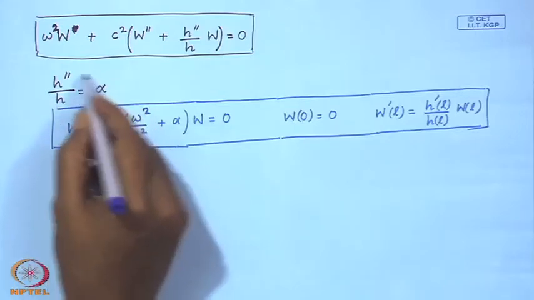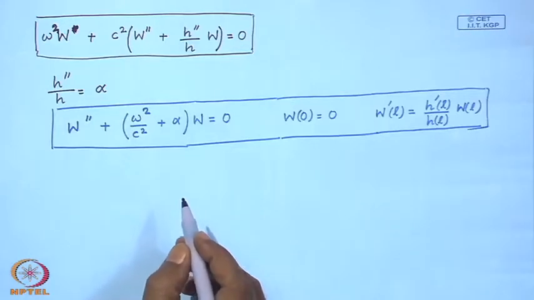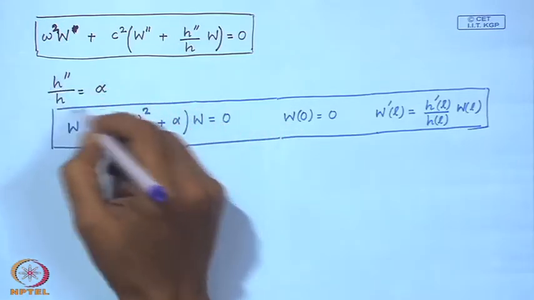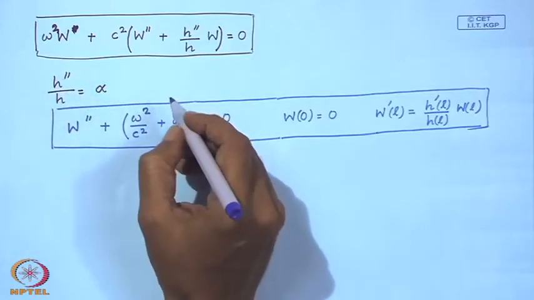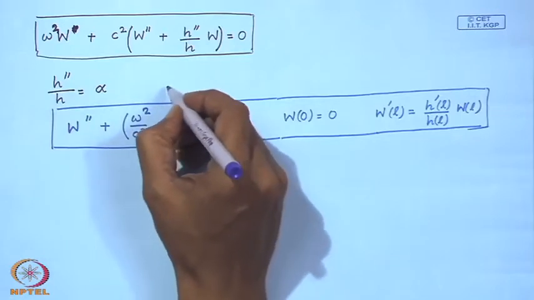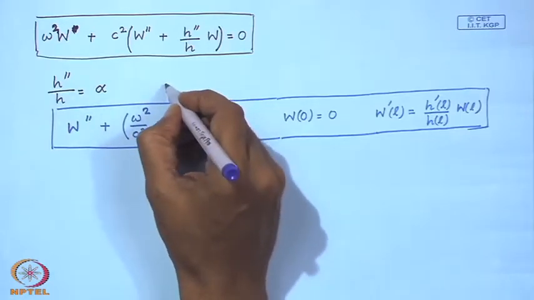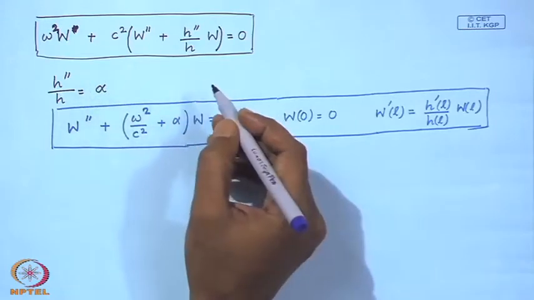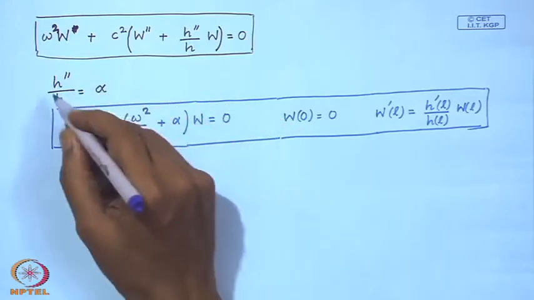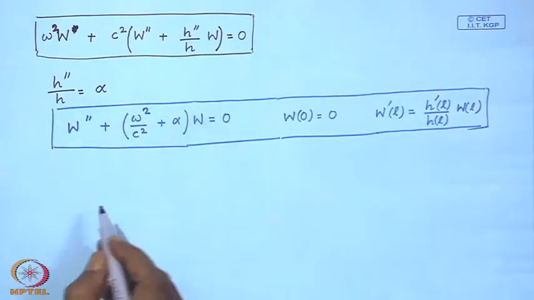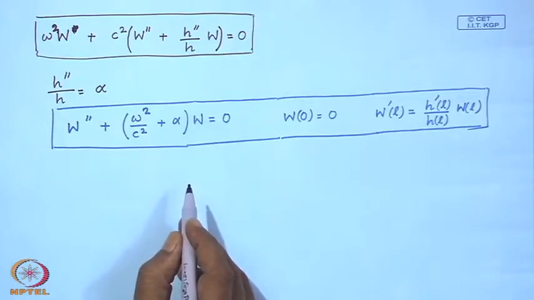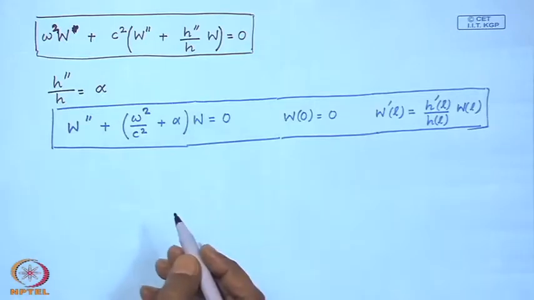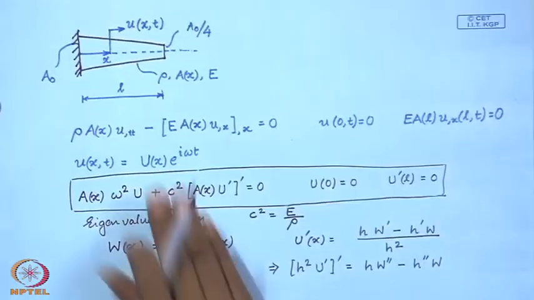Now, we are looking at a class of systems for which this function h double prime over h is a constant which is alpha, which may be positive or negative. So, this class of system is characterized by variation of h which is hyperbolic for alpha greater than 0, it is harmonic for alpha less than 0, and h is a quadratic function of x if alpha is 0. So, let us consider a particular case that I had shown in this figure.